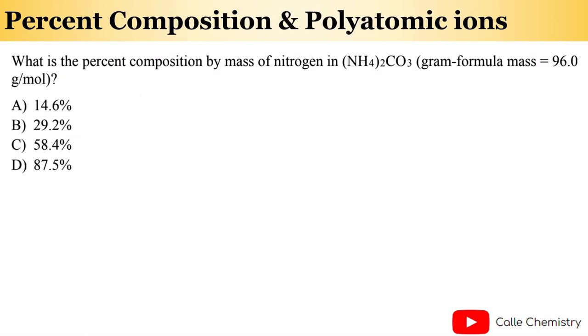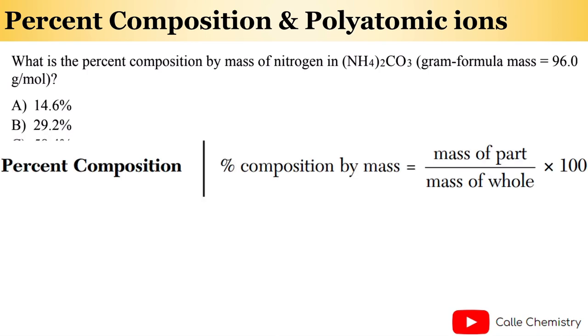Let's go to the next one. Percent composition and polyatomic ions. Okay, percent composition is one of those formulas that you do not have to memorize. It is given on Table T. I'm going to show you. Table T, it's also labeled. It says percent composition by mass is equal to mass of part over mass of whole times 100.